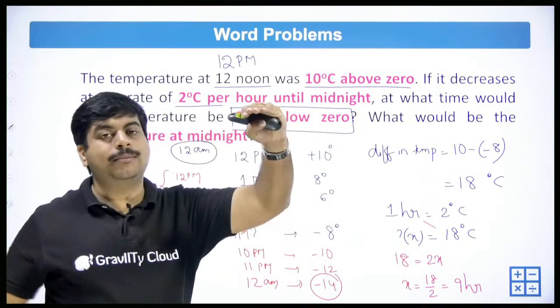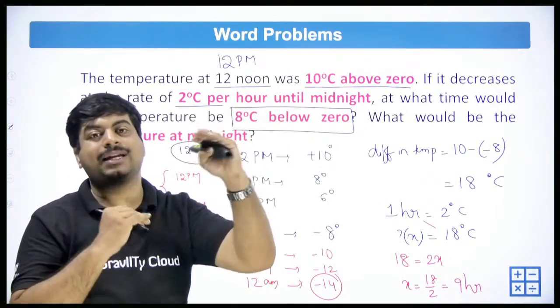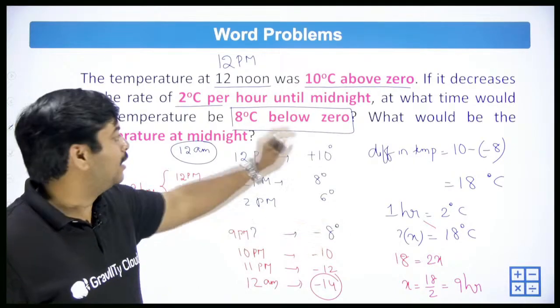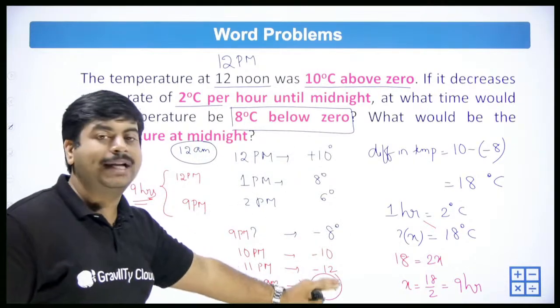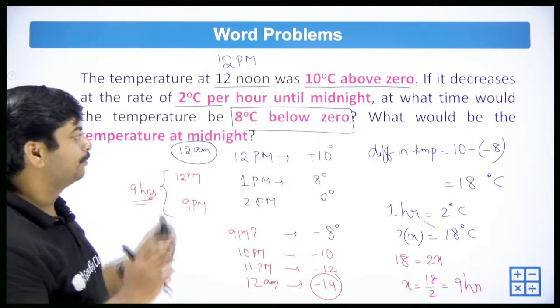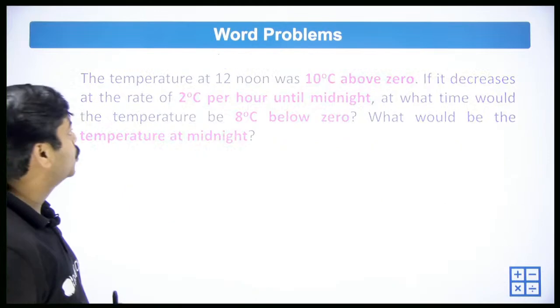Starting from 12 p.m. to 9 p.m., you're having 9 hours, right? So you'll be falling to minus 8 at 9 p.m., and at midnight, at 12 a.m., you'll be having minus 14 degrees Celsius. Understand? Easy question. So let's move to one more question.